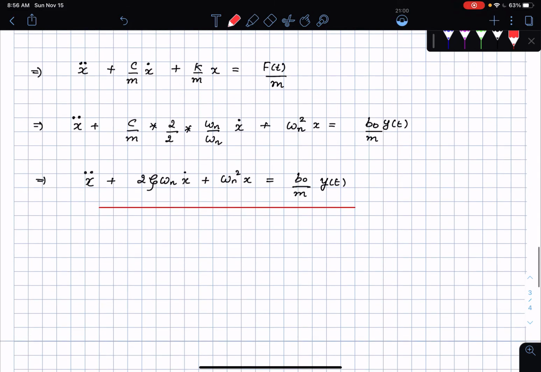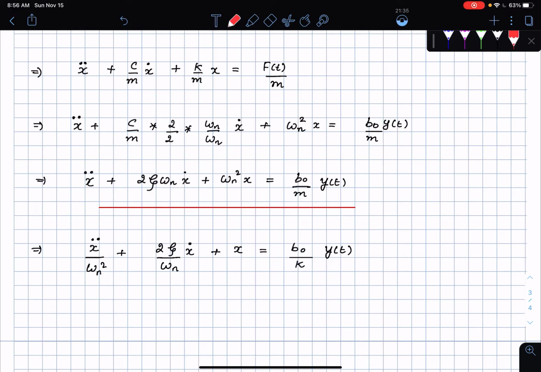Another way of writing the same standard form is the following. This is also equally valid. I'm just going to divide all through by omega n square. So that x double dot will be divided by omega n square, which means that this will become 2 zeta by omega n x dot, and then this will just be x, and this is equal to b naught by m times omega n square, which is just m times k by m. So this is just going to end up having k here, times y of t.